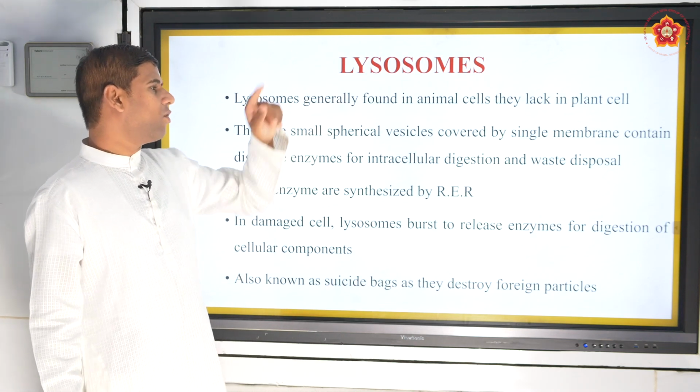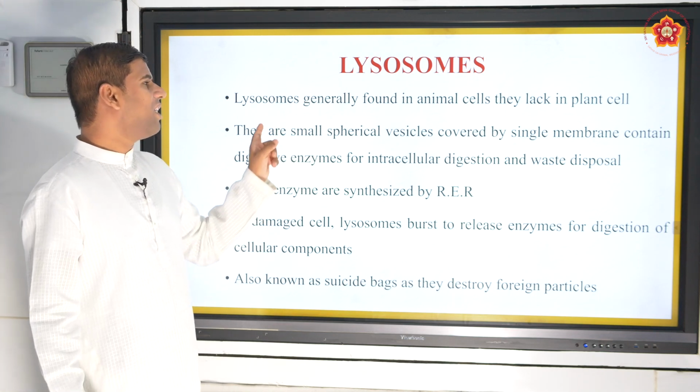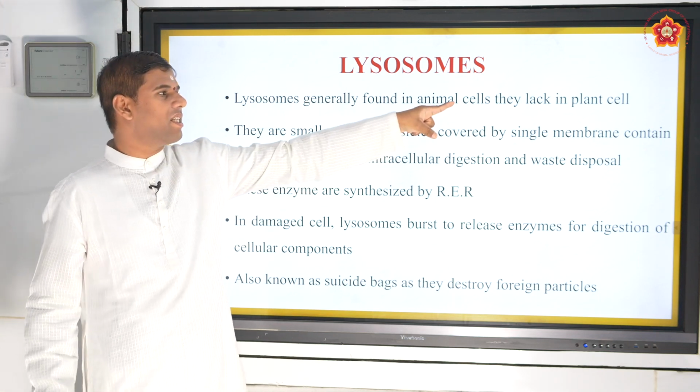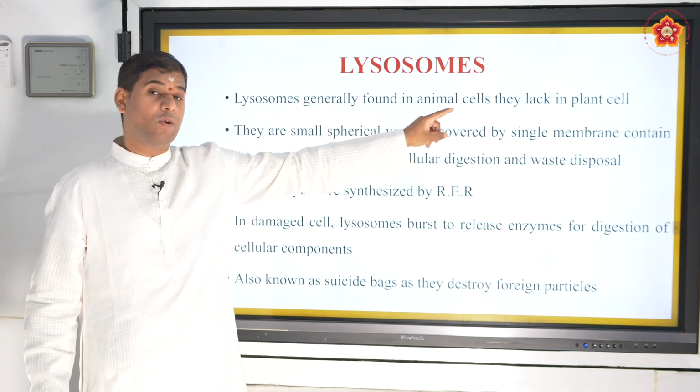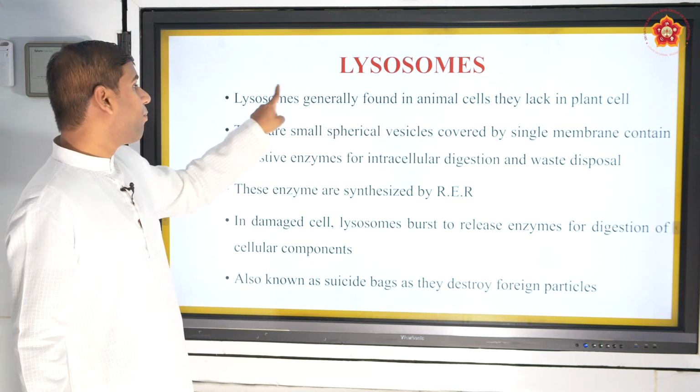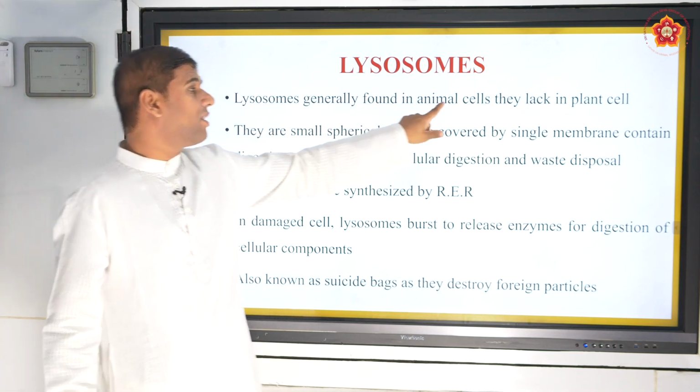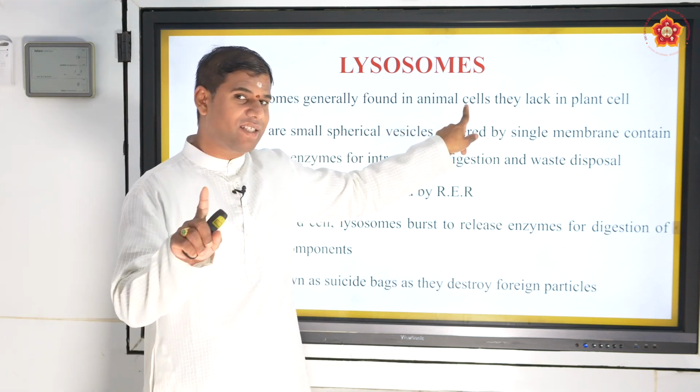This is called the lysosomes. These lysosomes are generally found in animal cells and they are lacking in plant cells. So make it a point, this is very important: they are only found in the animal cells, not in the plant cells.